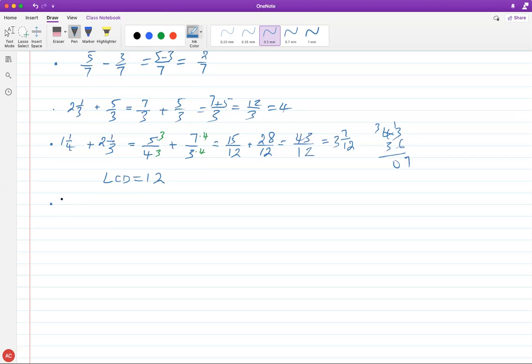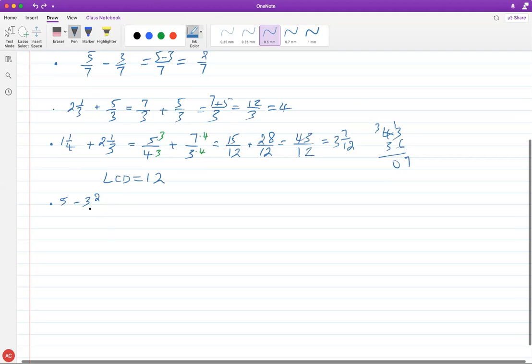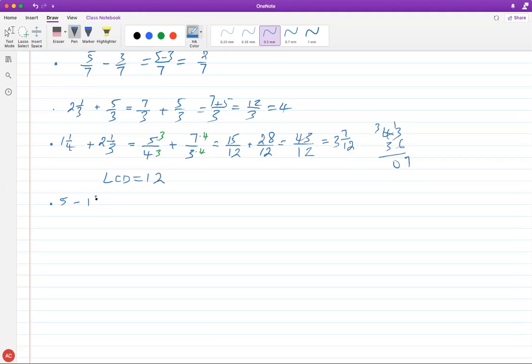So let's say we take a number here, 5. From that, we want to subtract, maybe, 1 and 2/5. So now we have two different types of numbers: a whole number, subtract, and a mixed number. So they have to be the same. We're going to try to make them the same before we can subtract them. So we're going to turn both into fractions.